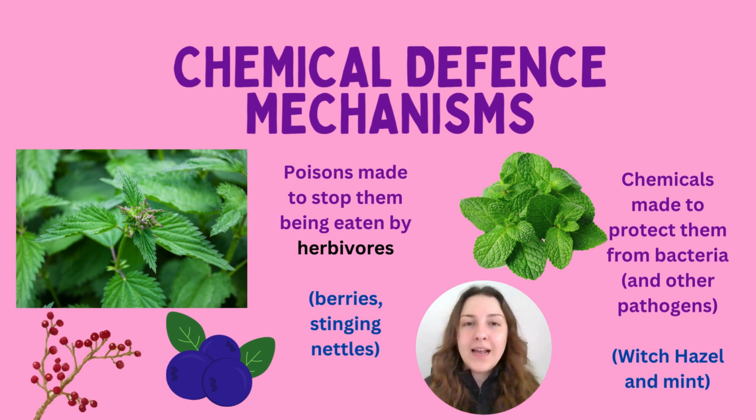Also, however, some plants will actually produce chemicals to help them be protected from pathogens like bacteria, such as the witch hazel plant and the mint plant. These are actually used now in medicine. We can utilize those properties for our own benefit, but those plants will naturally create those chemicals to help themselves be protected from those different pathogens, which is really, really cool.